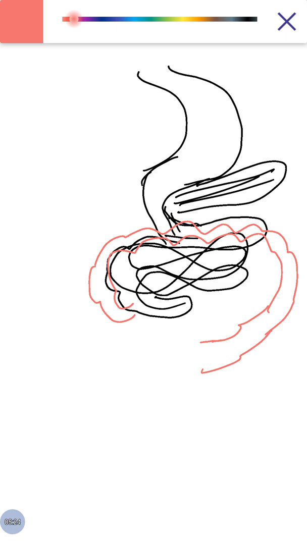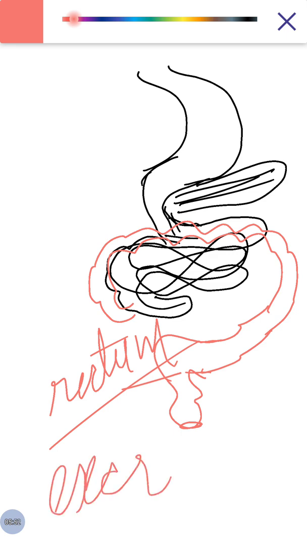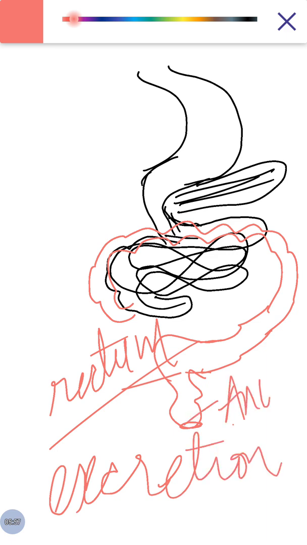Then you can see a pouch-like structure, which comes like this, and this is the opening. So this pouch-like structure is the rectum, where the material that has not been digested, that is the waste material, is stored before excretion. And excretion, this is the spelling of excretion. This opening is the anal opening or the anus, through which the waste material is excreted or thrown out of the body.